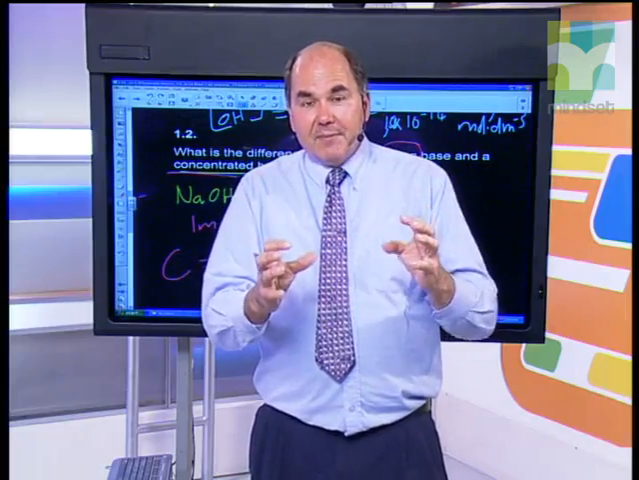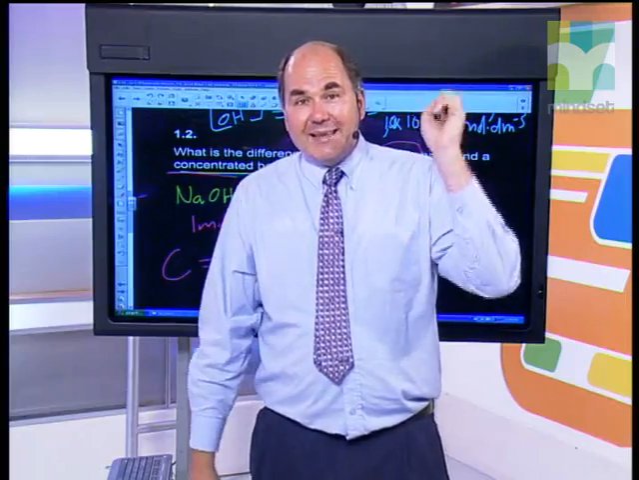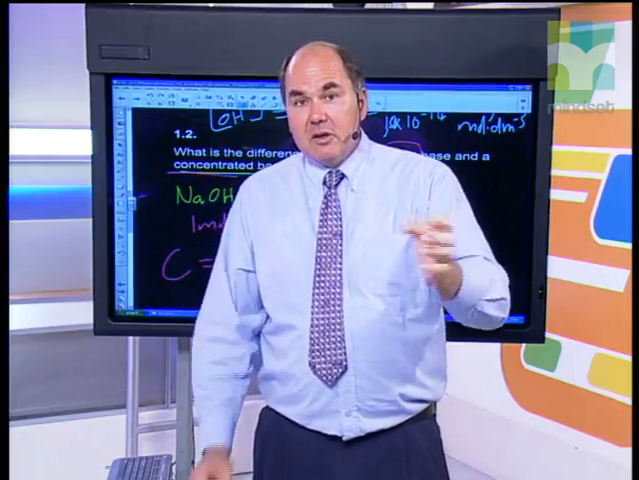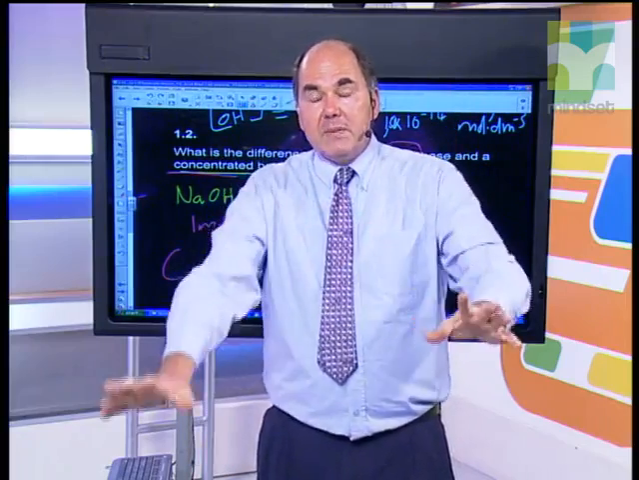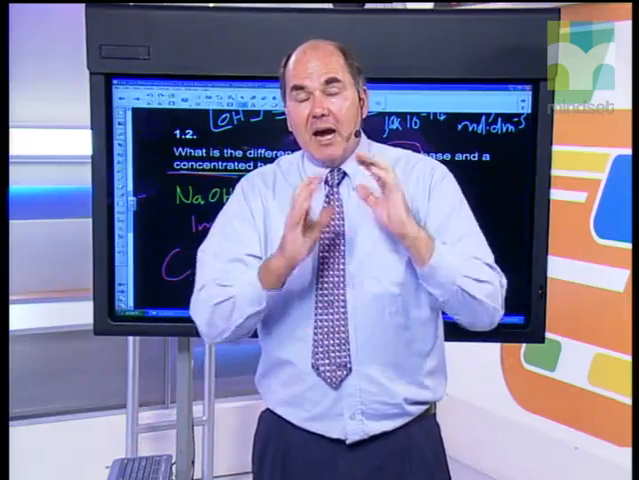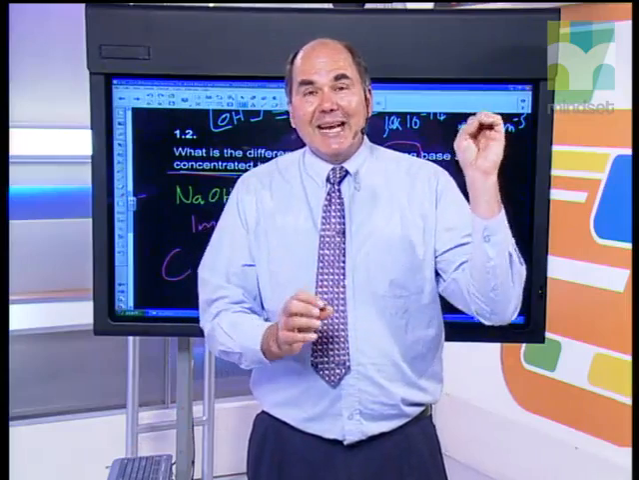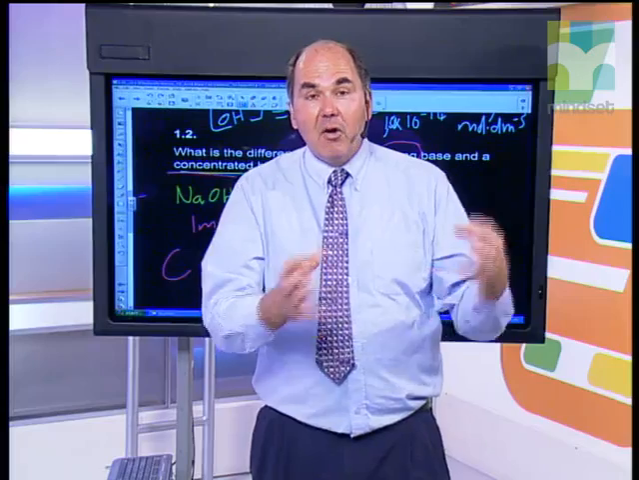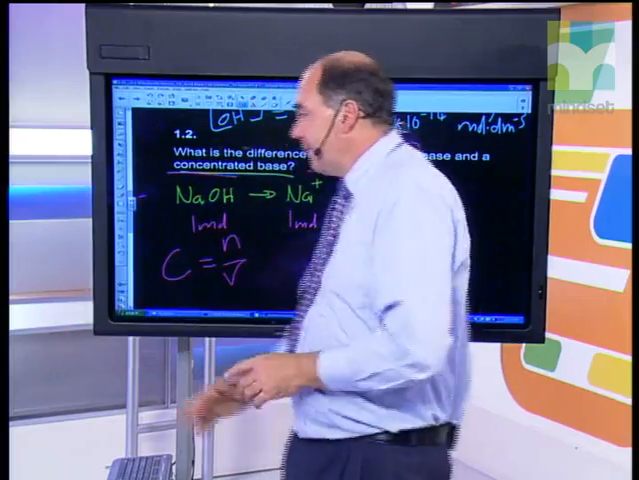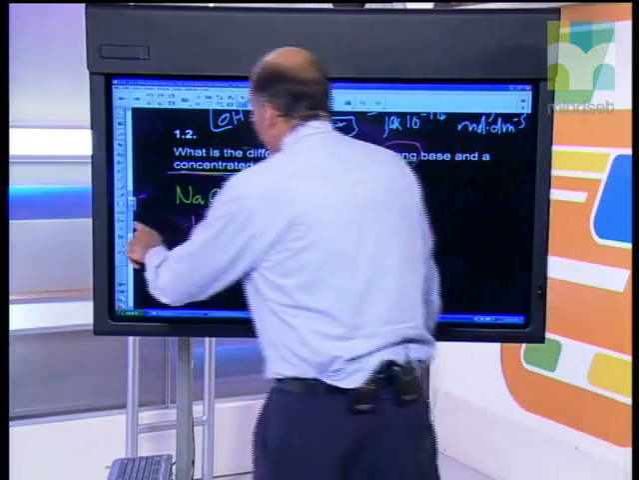Now, understand this. From grade 11, you need to remember that things that are strong stay strong. Sodium hydroxide will always be strong. Sulfuric acid, hydrochloric acid, nitric acid, always strong. But something like acetic acid or oxalic acid, they'll be weak. They're always weak, they're not strong. Okay, let's move on.